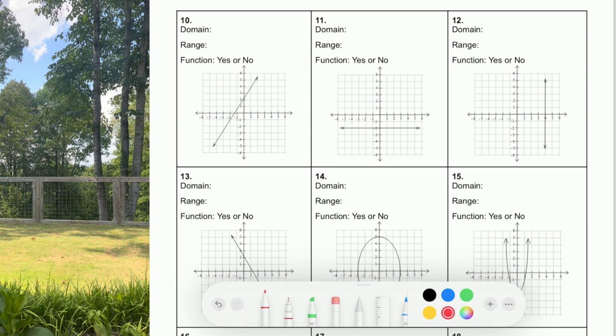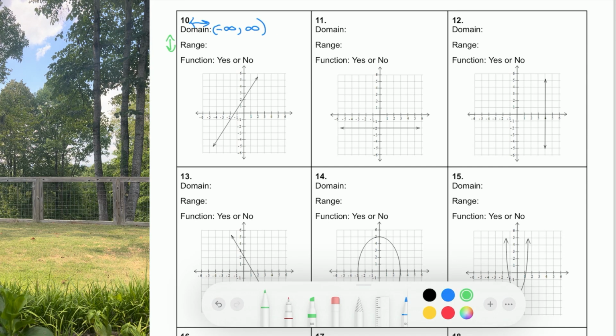Number 10. Now we're going to look at graphs to figure out if it's a function and also to figure out our domain and range based on the image on the graph. All right, so remember the domain is our left to right. The range is our up and down. So the domain of this particular line, does it ever end going left or right? No, it's going infinitely in both directions. So the way we'd write our domain is (-infinity, infinity), with parentheses.